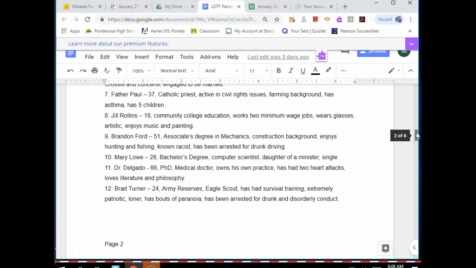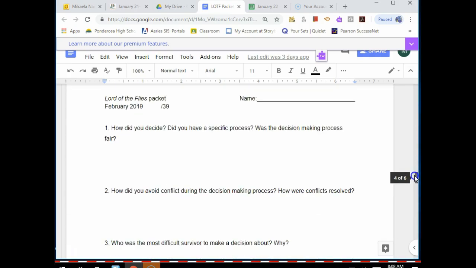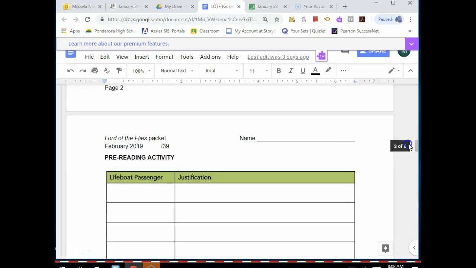He's 24, Army Reserves, Eagle Scout, has had survival training. However, he's extremely patriotic, a loner, has bouts of paranoia, and has been arrested for drunk driving and disorderly conduct. Okay? So, with all these people, like, for instance, Brad Turner, you're like, yo, we're on Army, dude, we're gonna live. And then you're like, oh, he's really paranoid and likes to get drunk, so maybe he's a little crazy. Okay? So each of them has a pro and a con. You've got to figure out who you're killing and who you're keeping alive, as well as justifying those decisions and then writing about them. Okay? So get your packets out. That's like what you're doing for the majority of the day.